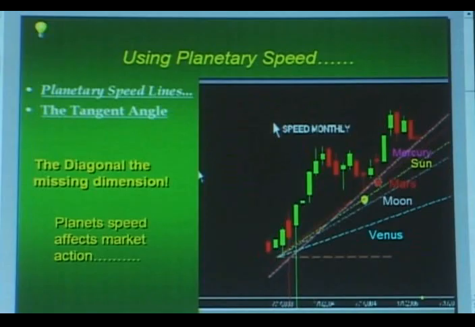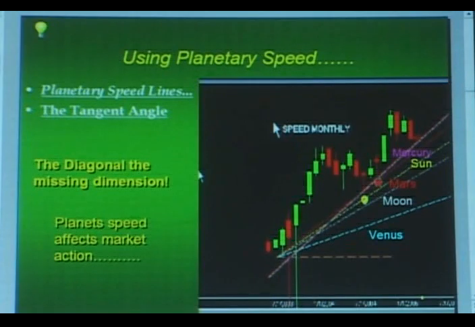This is a unique concept which is called planetary speed and tangent angle. I don't believe there are many people that have ever discussed this before. It's rarely seen, and it really is the diagonal of the market's trend. People talk about trade the trend is your friend. Well, in this case, the trend is defined by planets. Everything in the stock market, everything in the universe, everything we do is defined by planets.